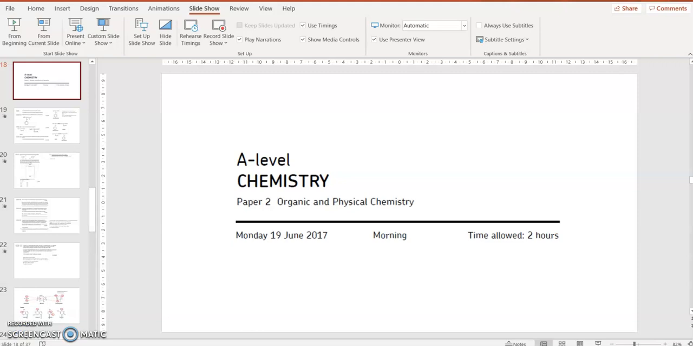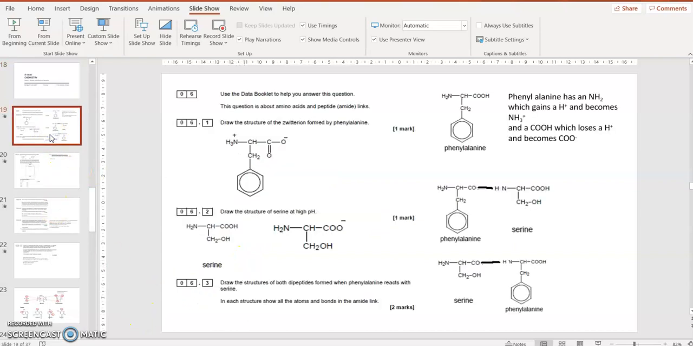So, amino acids, proteins and DNA, 2017, paper 2. Let's have a look. Question 6. Draw the structure of the zwitterion formed by phenylalanine. So you need to find phenylalanine. You're not required to remember bases and amino acids. The structure of them are all in your data book.